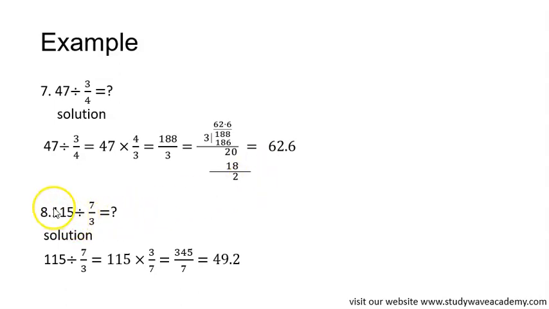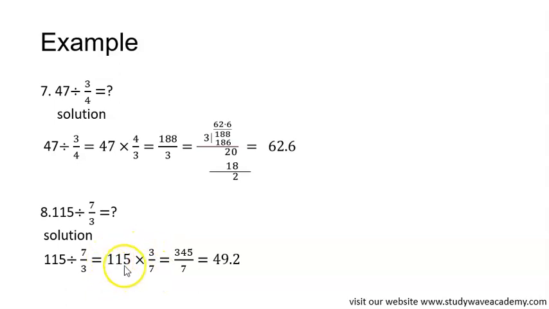We have here 115 divided by 7 over 3. What are we going to do? It's the same process, right? The denominator goes up and the numerator comes down. And the division sign changes to multiplication. So 115 times 3 over 7.